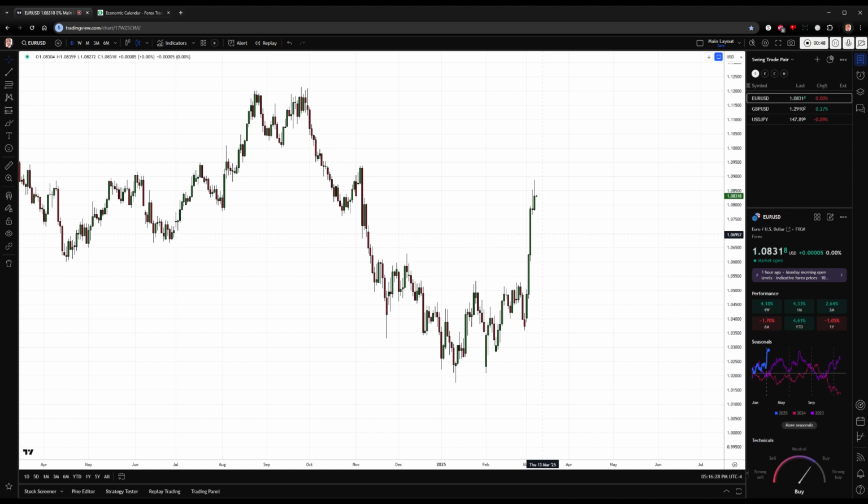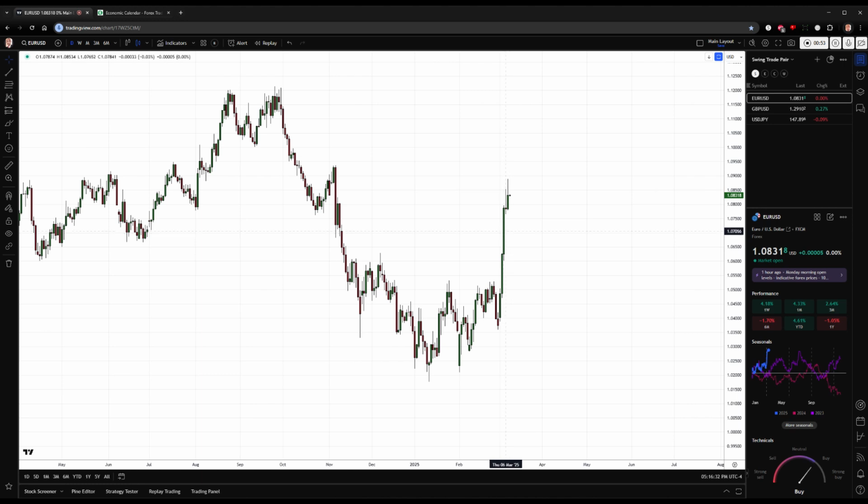Now, the initial short didn't work out, which I'll go over in a second. But right now, what I'm looking for in terms of at least a pullback, I'll share that as well, and the position that I have on right now.